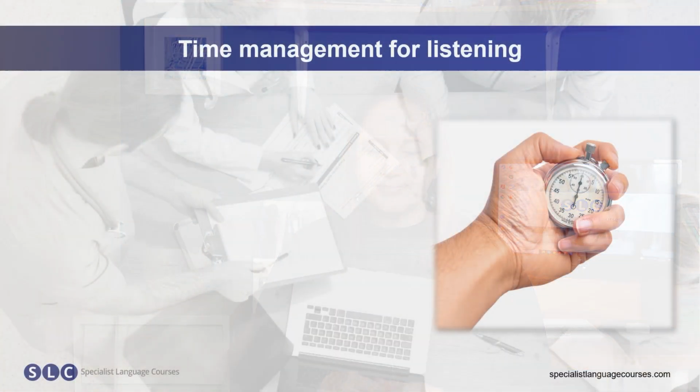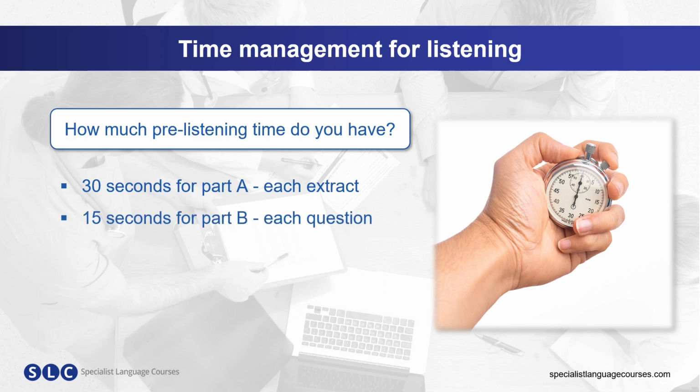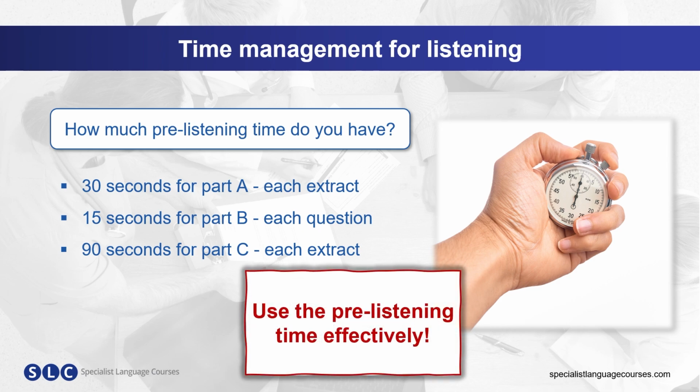But how much of that time do you have for reading through the notes, questions and options before the audio starts? Let's find out. In listening part A, you have 30 seconds for each extract to read through the section before the audio starts. For part B, you have 15 seconds to prepare for the audio for each question, and in part C, you have 90 seconds to read through the 6 questions and options for each extract. With these limits, it's important that you use the pre-listening time effectively.